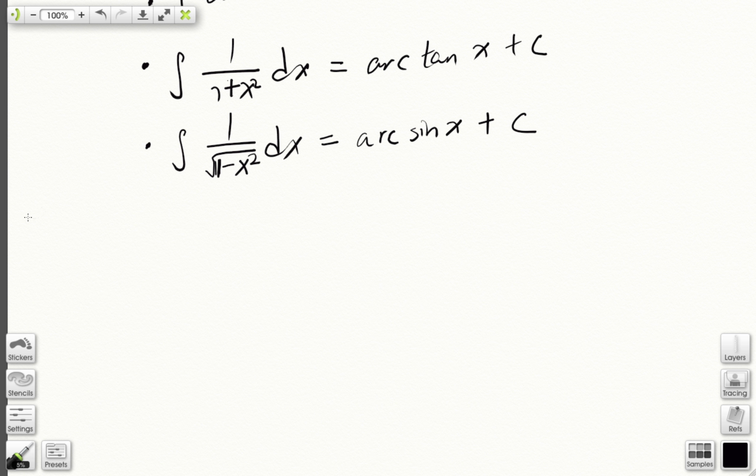As for the third technique, we are going to introduce integration by substitution.